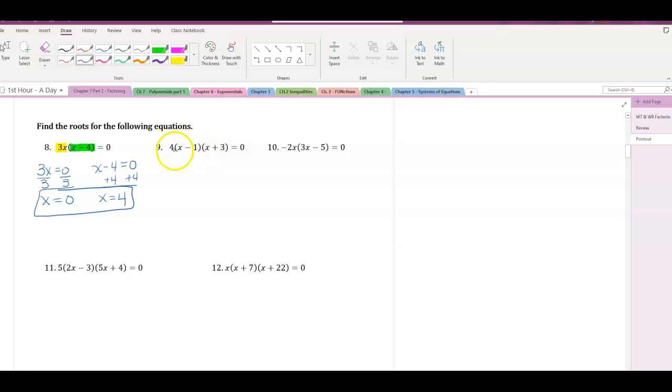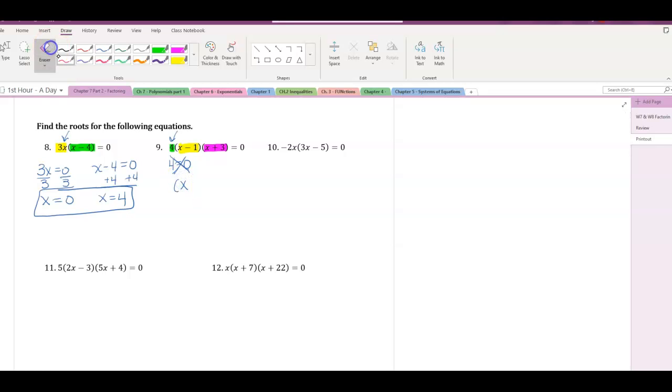So we should always make sure that we have it in factored form. So I'm going to set each term equal to 0. I have a 4, I have an x minus 1, and I have this x plus 3. Now, if I set 4 equal to 0, does that make any sense? Do I have a variable? No. So that 4 has no effect on this answer. Now, this one did because there was an x. There is no x here. So 4 equal to 0 doesn't make any sense. We're just going to cross that out.